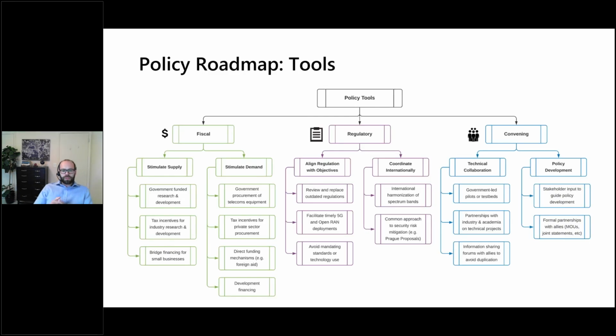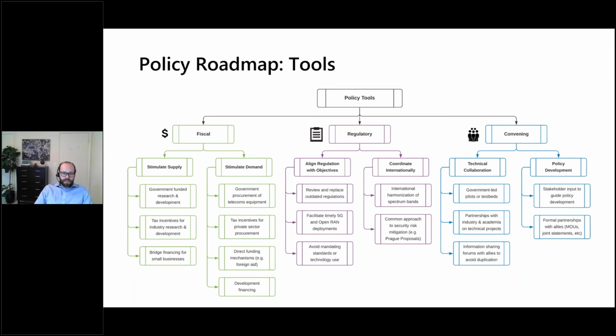So if we look at the tools, we've pulled together what I hope is a handy infographic on the first page, which attempts to distill what is quite a wide range of policy levers into a single snapshot. We've broken these out by color coding and the little icons, which will come up in the next slide. We have 3 buckets here: fiscal, regulatory, and convening.